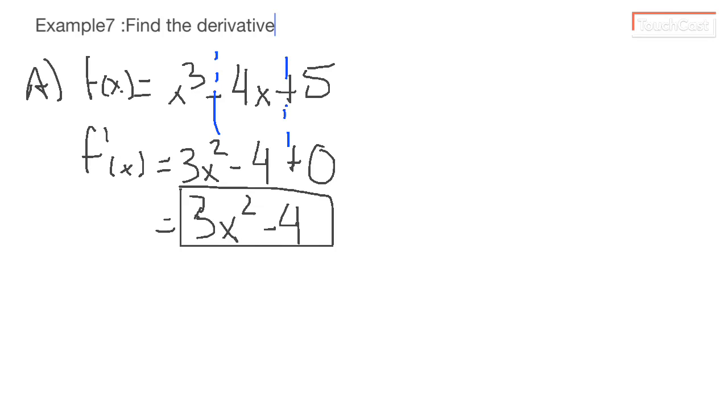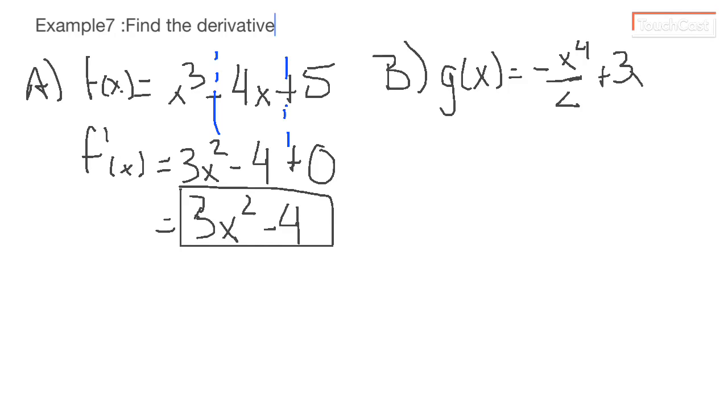Let's try it again. We're going to look at part B. Our function g of x is going to be equal to negative x to the 4th over 2 plus 3x to the 3 minus 2x. So again, with this sum or difference rule, all we're doing is looking at each term separately and finding the derivative of it, and then just putting it back together.